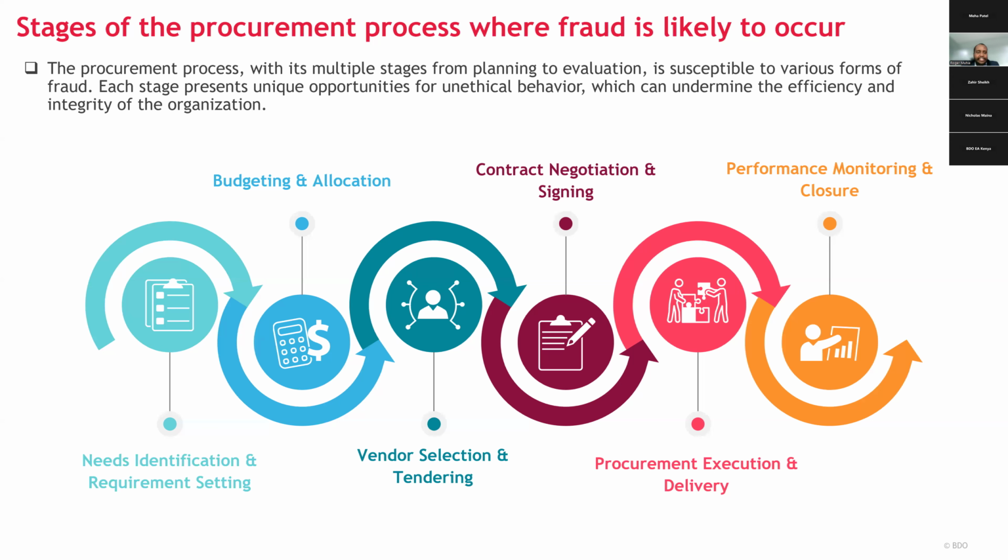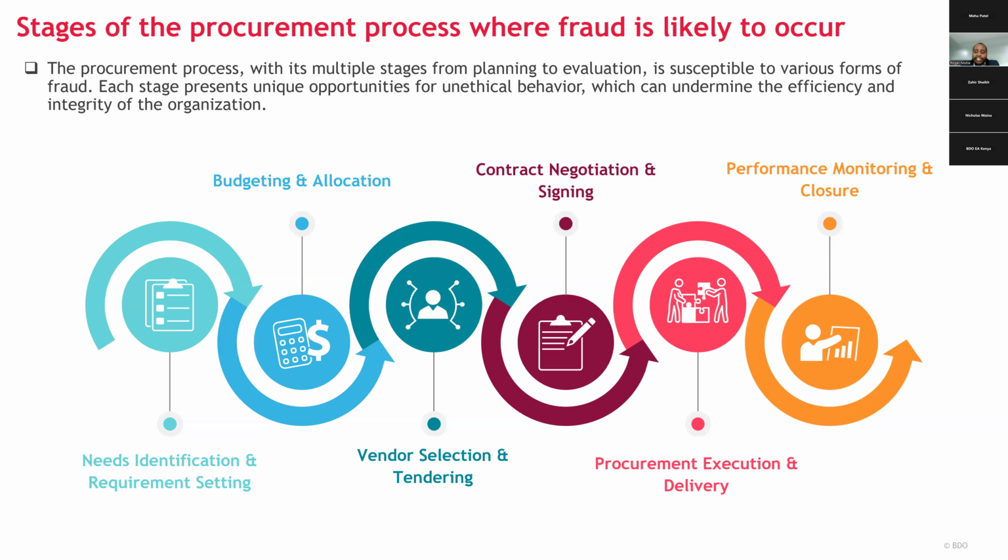The next stage in the procurement process is procurement execution and delivery. This is where the actual acquisition of the goods and services is done, including the management of the delivery and the receipt. In this phase, we can have various types of fraud. One, you can have delivery of inferior products or services, so someone delivers products that are not worth what you're paying for. The second is falsification of delivery records, and then kickbacks for accepting these inferior products.